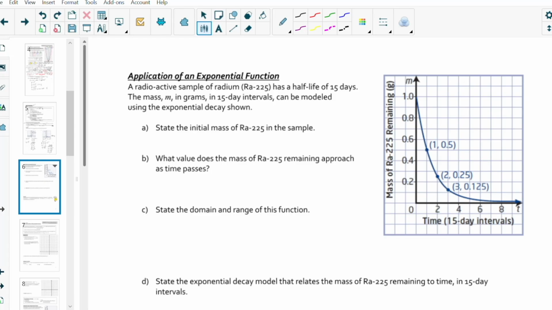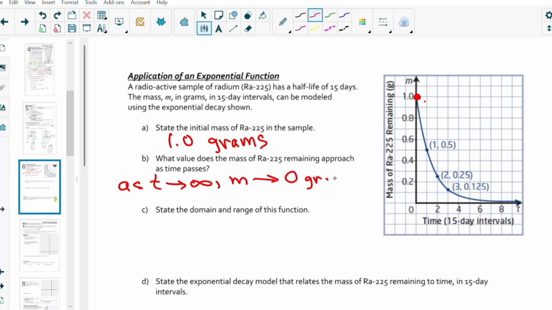A radioactive sample of radium has a half-life of 15 days. The mass m in grams in 15-day intervals can be modeled using the exponential decay shown. State the initial mass of radium-225 in the sample. Well, right here. 1.0 grams. What value does the mass of radium-225 remaining approach as time passes? So as t approaches infinity, mass m approaches 0 grams.